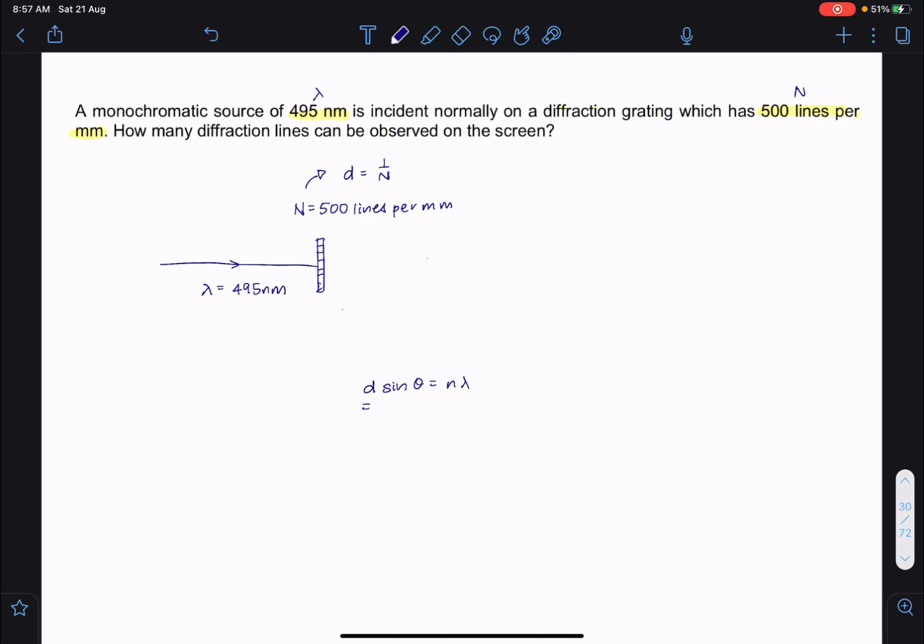I'm asked to find how many diffraction lines can be observed theoretically on the screen. So there is actually a screen. I'm going to draw it a bit longer. And there's a screen. And we want to know how many lines can be observed on the screen, theoretically.